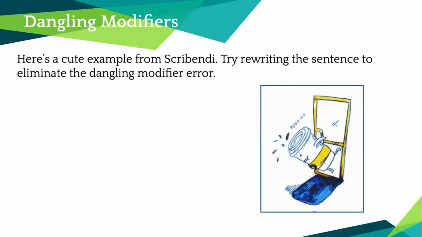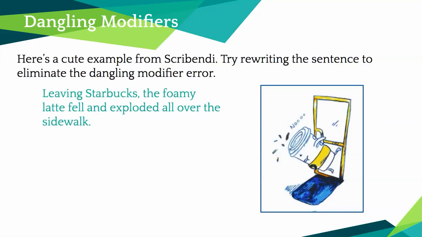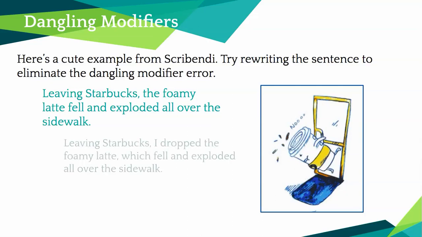Here's a cute example from Bendy. Try rewriting the sentence to eliminate the dangling modifier error. Leaving Starbucks, the foamy latte fell and exploded all over the sidewalk. So of course the illustration shows what the sentence actually says. The latte is leaving Starbucks and it's falling. But that's really probably not what the writer intended. So we have to figure out who or what is leaving Starbucks and make sure we rewrite the sentence to reflect that.